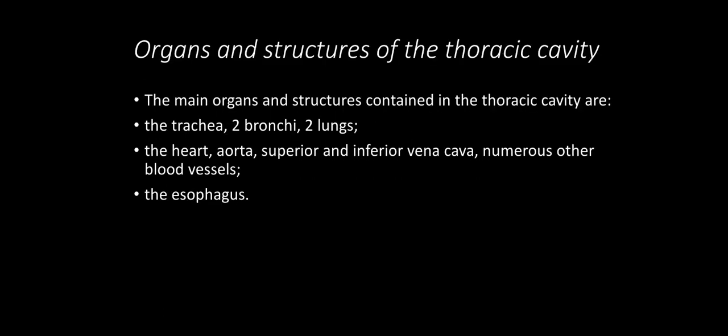Organs and structures of the thoracic cavity. So the main organs and structures contained in the thoracic cavity are the trachea, the 2 bronchi and 2 lungs, the heart, aorta, superior and inferior vena cava, numerous other blood vessels, and the esophagus.